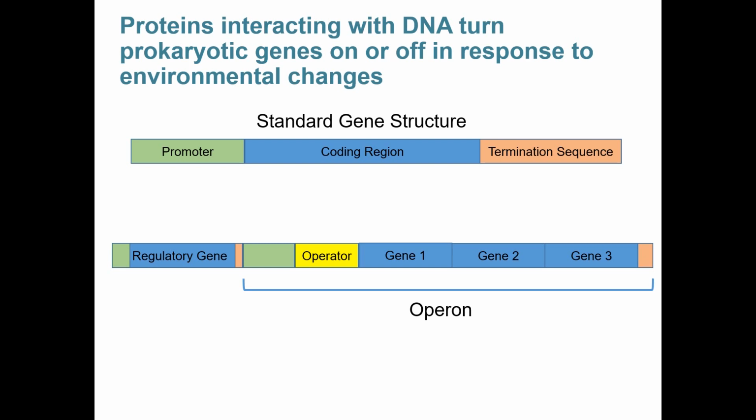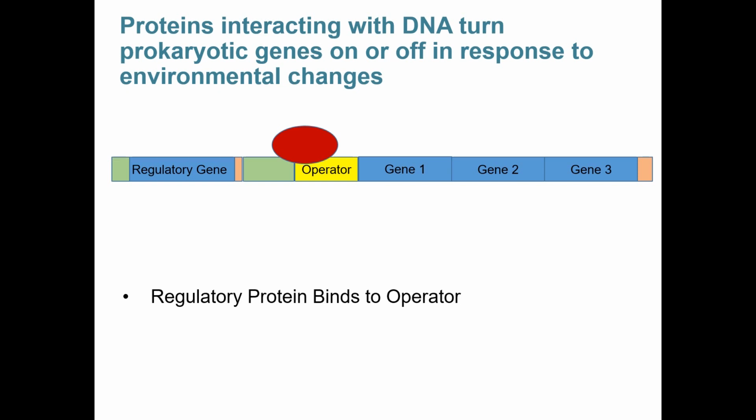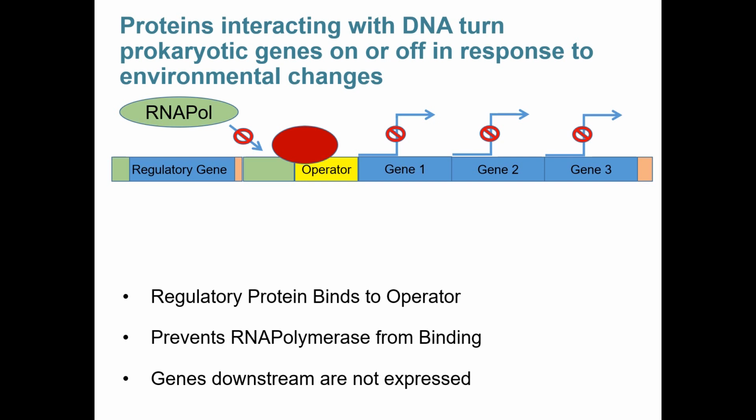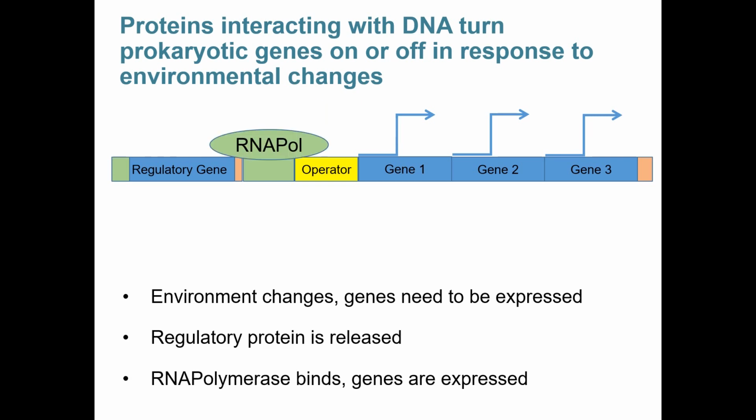The way that an operon functions is that when the regulatory protein is produced, it can interact with the operator. Under some circumstances, it will bind the operator directly. This prevents RNA polymerase from being able to bind the neighboring promoter, which means that none of the genes downstream of the operator can be expressed, and no mRNA will be made. In order for an mRNA to be made, something has to change that is going to cause the regulatory protein to be released. Usually this is an environmental change. When the regulatory protein is released, this allows RNA polymerase to interact with the promoter, and this means that all of the downstream genes can now be expressed.